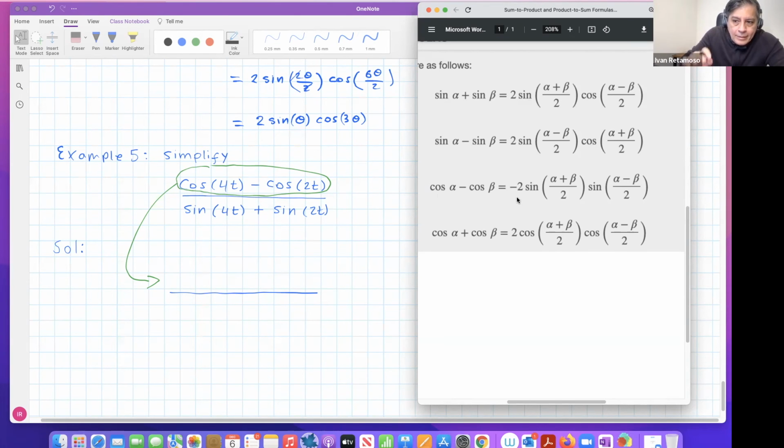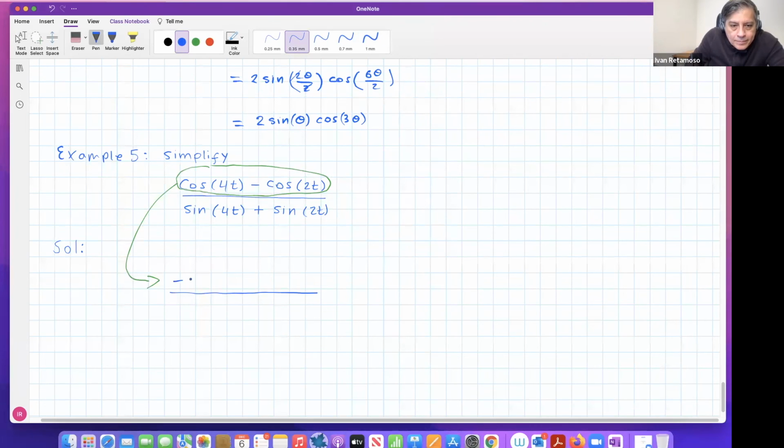Yeah. So this formula should be equal to minus, then minus what? Minus 2 sine of the semi-sum multiplied by sine of the semi-difference, right? Yeah, let's do it. So minus 2 multiplied by sine of alpha plus beta over 2. But remember, this is alpha, this is beta. So 4t plus 2t divided by 2 multiplied by sine again, right? Sine again.